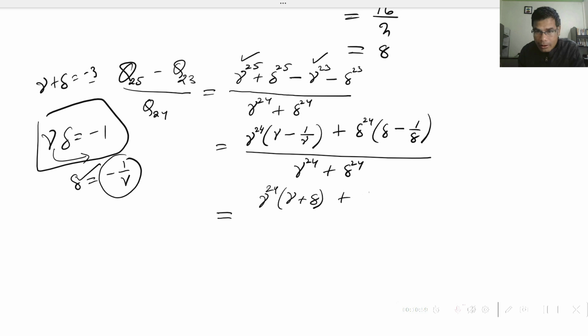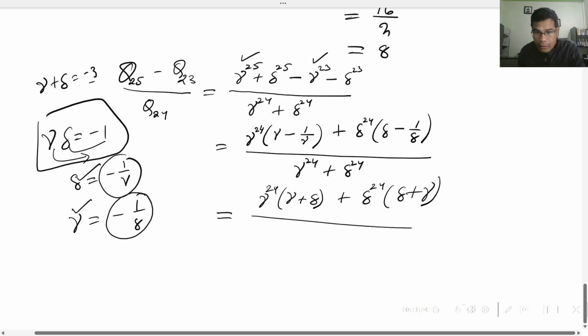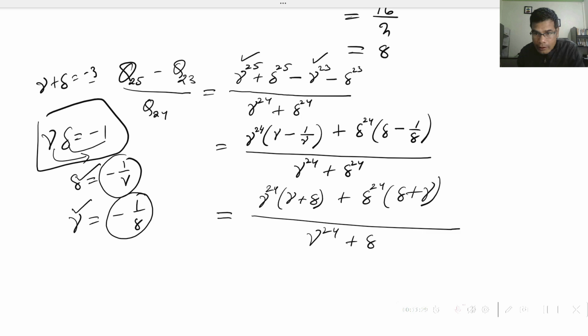Similarly, this is delta to the power 24, and this is delta. Then if we take delta this side, we'll have gamma is equal to minus 1 by delta. So in place of minus 1 by delta, we can write gamma. So plus gamma in place of this, and this whole thing divided by gamma to the power 24 plus delta to the power 24.